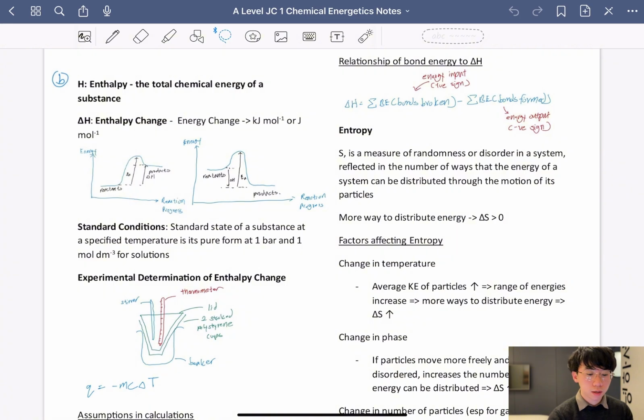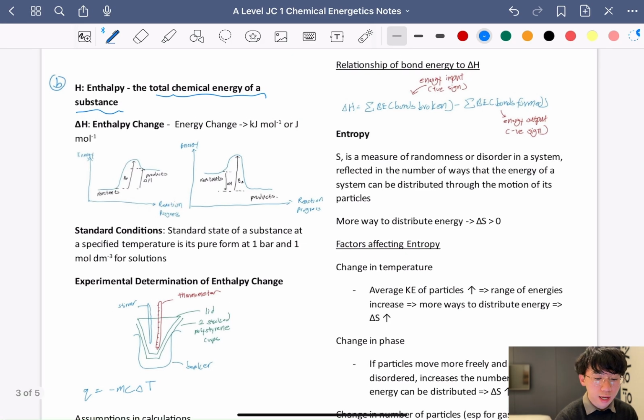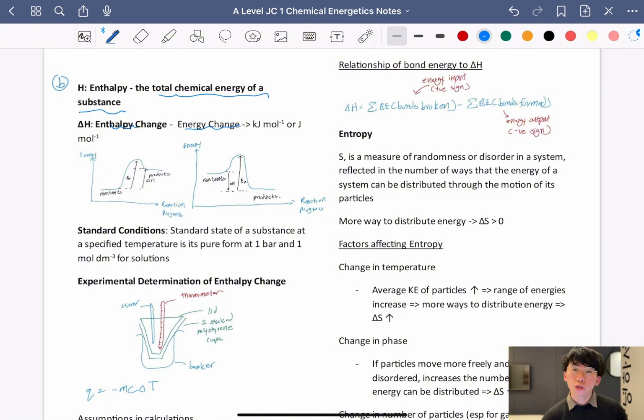Enthalpy is the total chemical energy of a reaction or a substance. And when we talk about a change in enthalpy, we're talking about energy change in general. The usual units are kilojoules per mole or joules per mole.